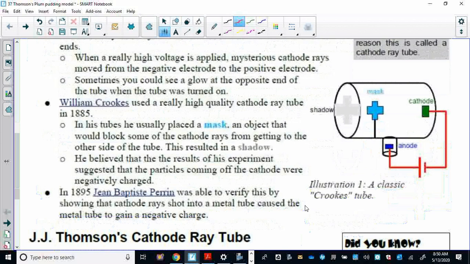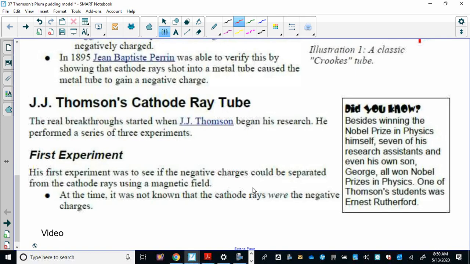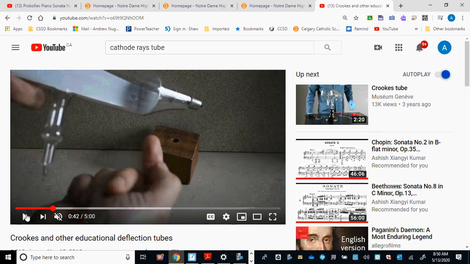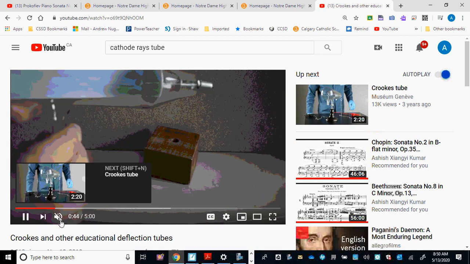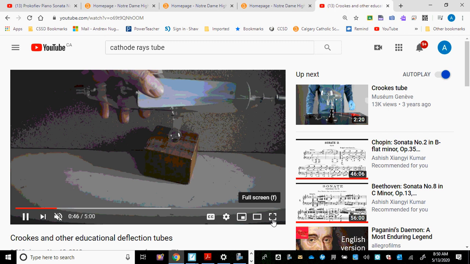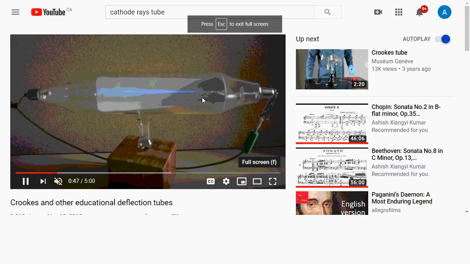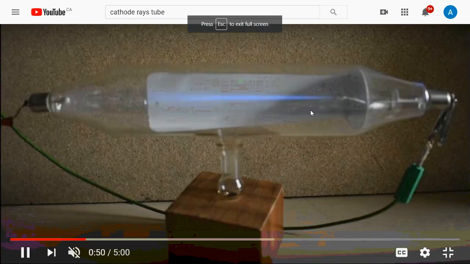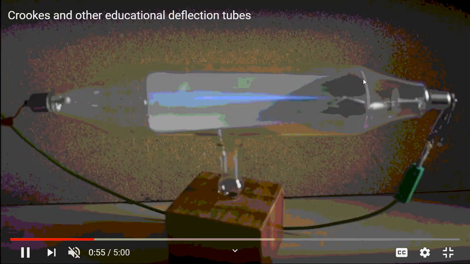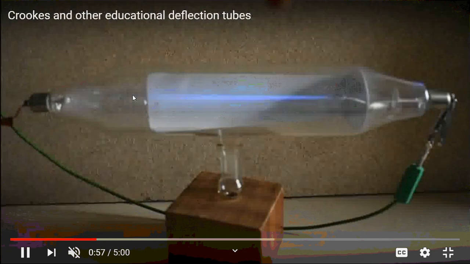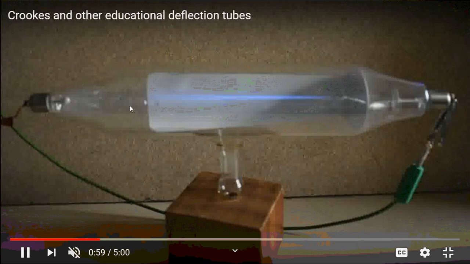Thomson started to do experiments with cathode ray tubes. And I'm just going to go to YouTube here and just play this video in silence. And this is a cathode ray tube. And what you're seeing here is a stream of electrons going from a cathode right here, a negatively charged plate, over to an anode right here, a positively charged plate.